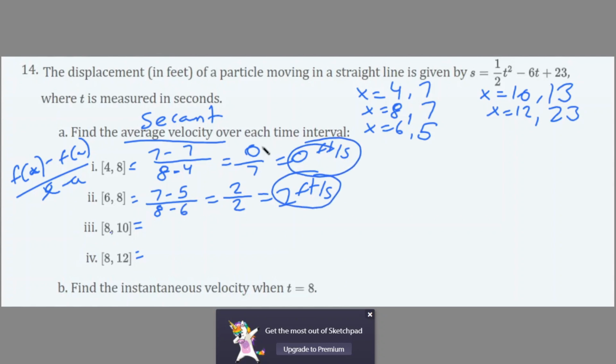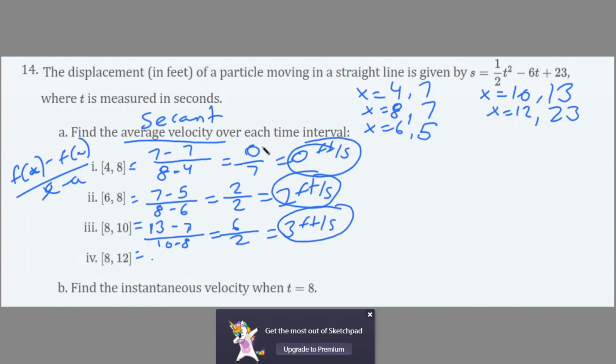And so now we need to find over the interval of 8 to 10. So the y value at 10 is 13, minus 7 over 10 minus 8. And that would give us 13 minus 7 is 6 over 2. So the average velocity here is 3 feet per second.